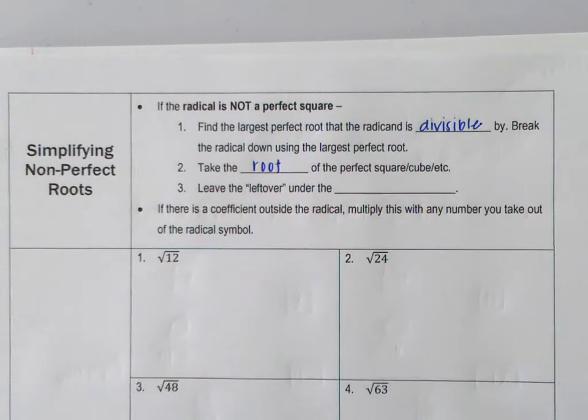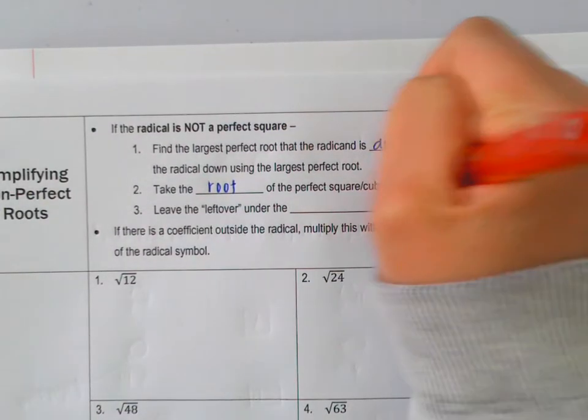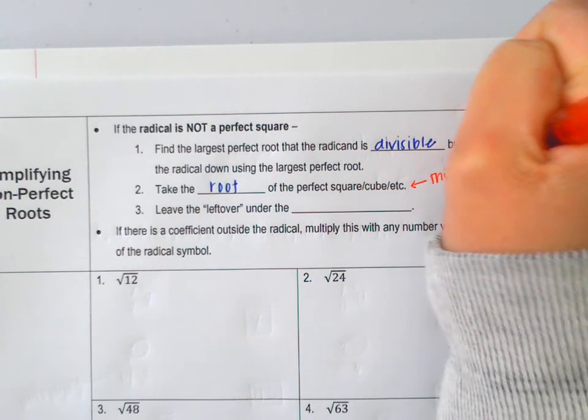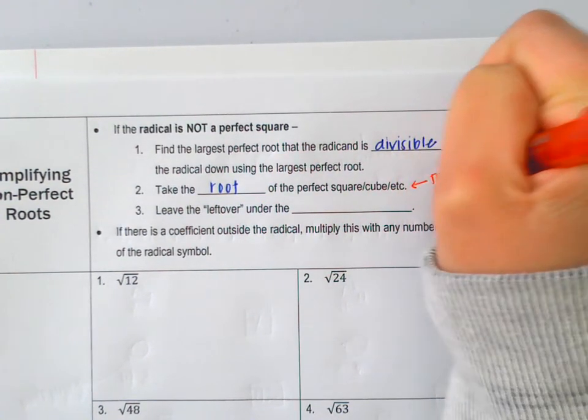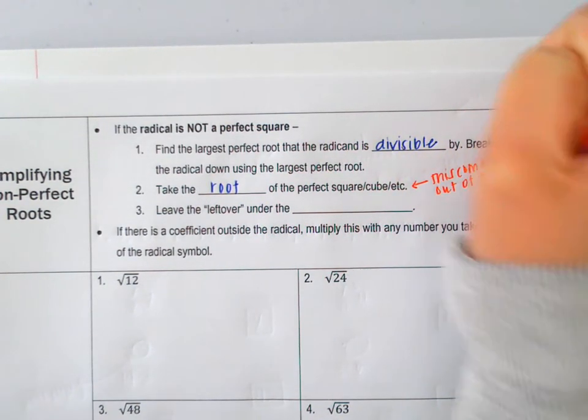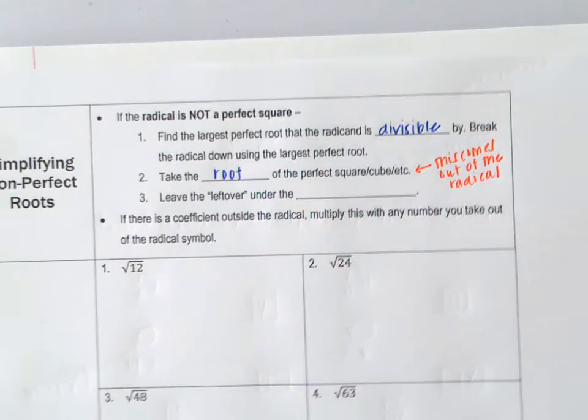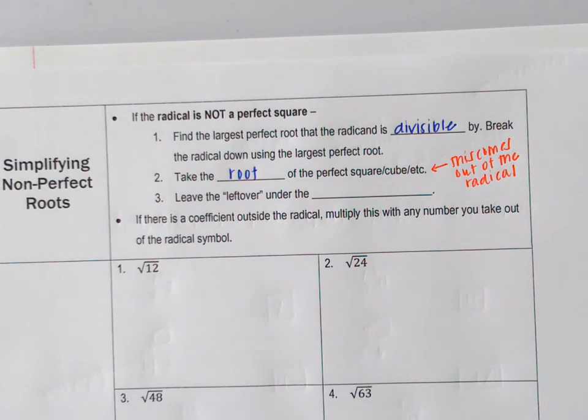So I'm going to add that. So this comes out of the radical. And then whatever is left, we leave the leftover under the radical symbol.